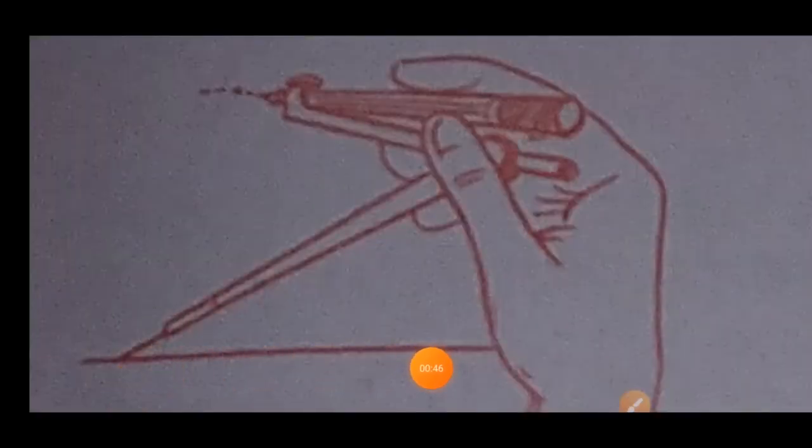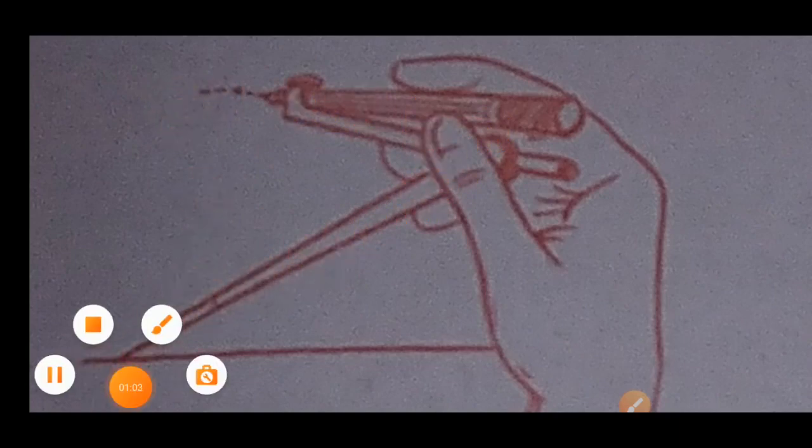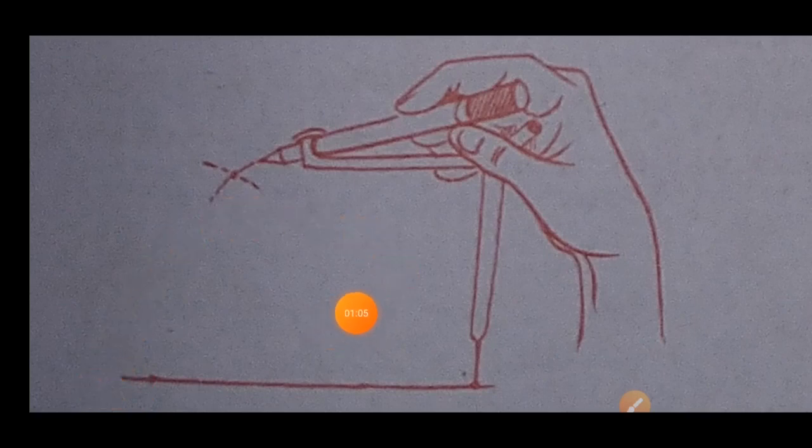First we draw the baseline of 5.5 cm and then we draw one arc from this point, that is also the 5.5 cm, with the help of rounder and pencil. Then we draw one more arc from this point with the help of rounder and pencil that cut the previous arc on this point. So like this we draw two arcs, and then we join this intersecting point of these two arcs with this point and this point.